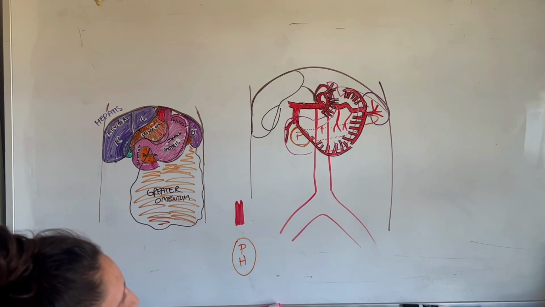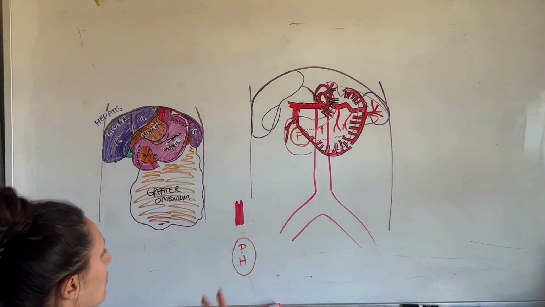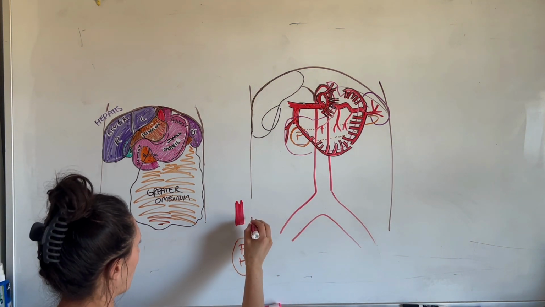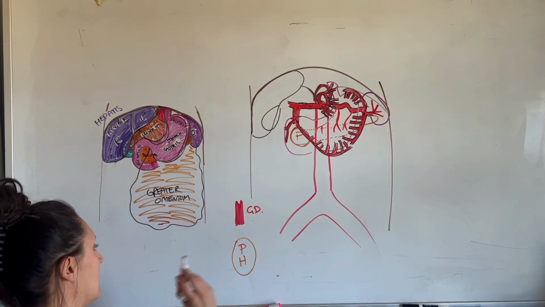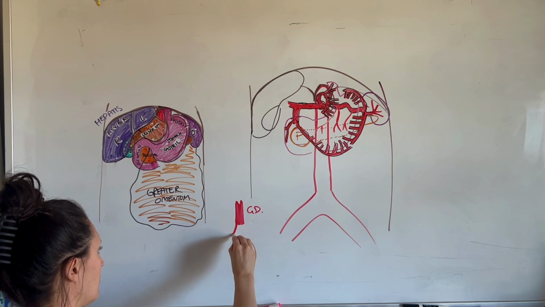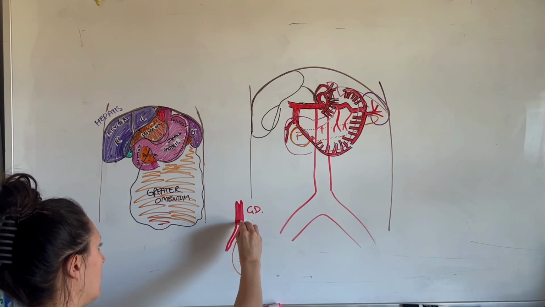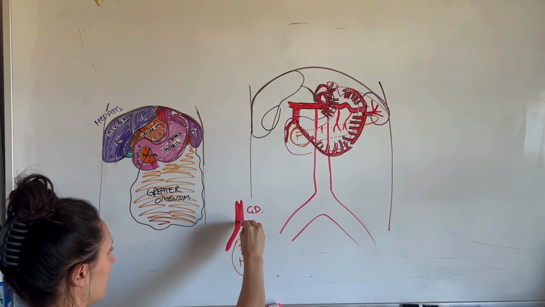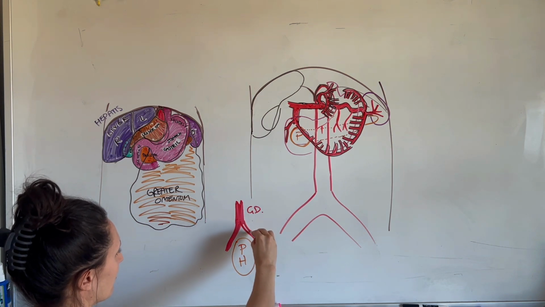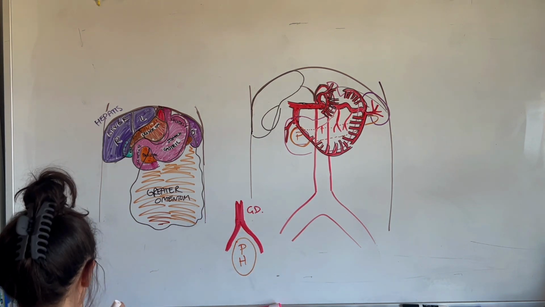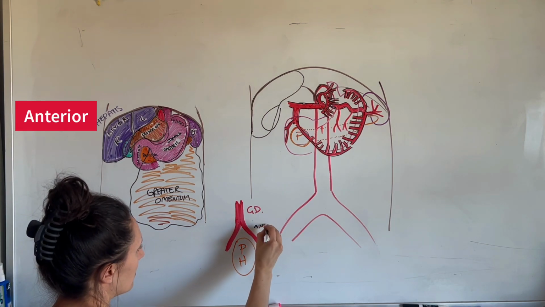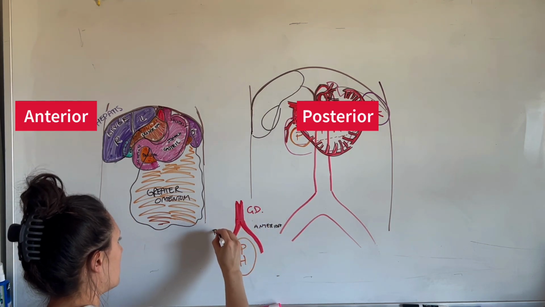And then it's giving off this other artery. Well, really two branches of another artery. Gastroduodenal artery is going to give off a branch that goes behind the pancreas head from above and a branch that goes in front of the pancreas head. So in anatomy, that's called anterior and posterior.